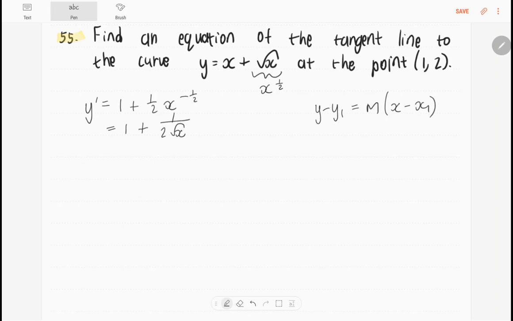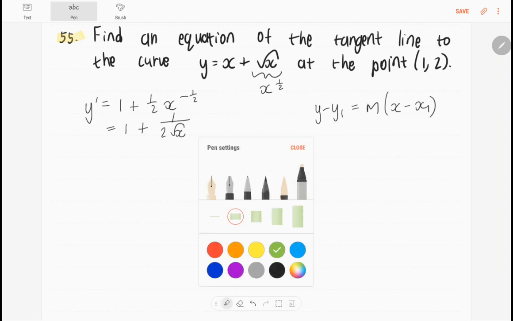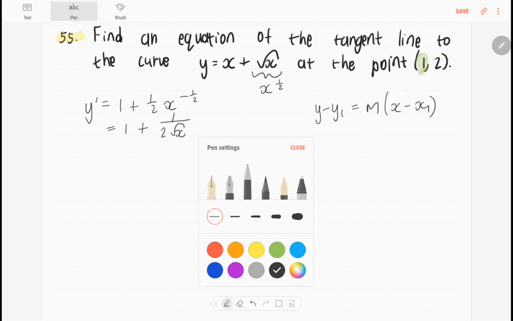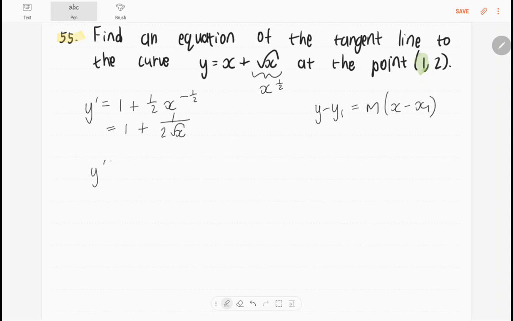We are looking for the tangent line at the point 1, 2. So our x value is 1. So we want our gradient when x is 1. That's going to be 1 plus 1 over 2 multiplied by root 1, which is 1 plus a half, which is 3 over 2.